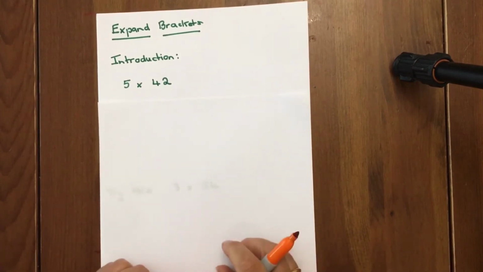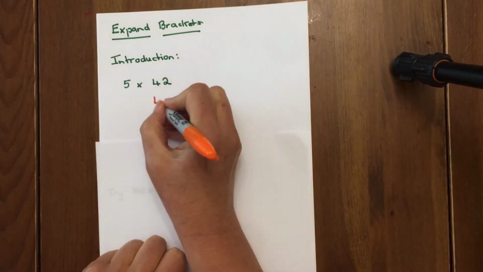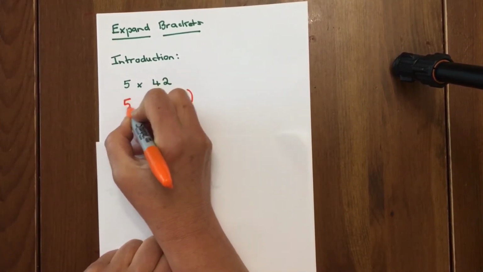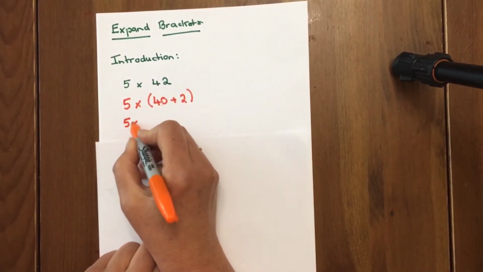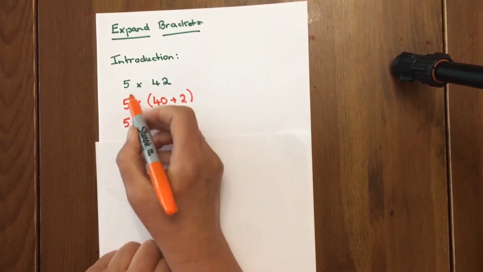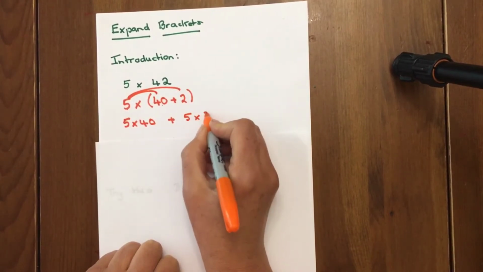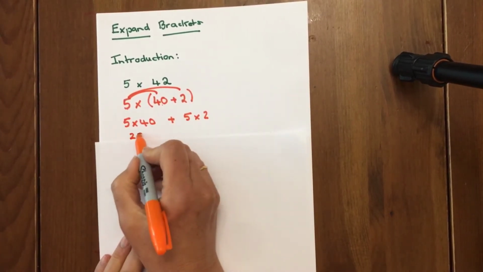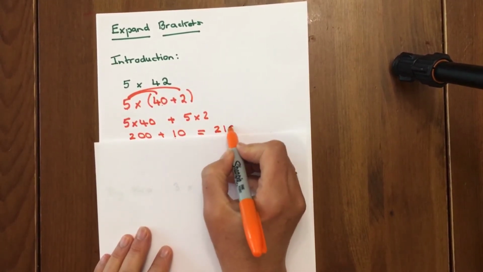Now, there's lots of ways of doing this, and I want you to show one way where we use brackets. So we can think of the 42 as 4 tens and 2 units. So we could think of it as multiplying 5 with the 40. So we do 5 times 40, add 5 times 2. Yep, so we do the 5 times 40 first to get 200, plus 5 times 2 is 10, add them together and we get 210.